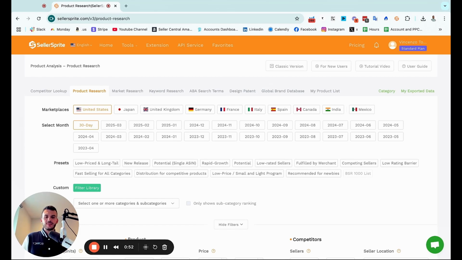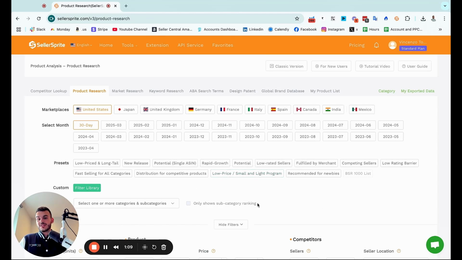In 2025, things are getting very, very competitive in the Amazon space. So it's very important that you understand how to read the data. But on top of that, you use tools that give you reliable data and show you the data in a way that's easy to understand. So here we are on the product analysis Product Research tool.